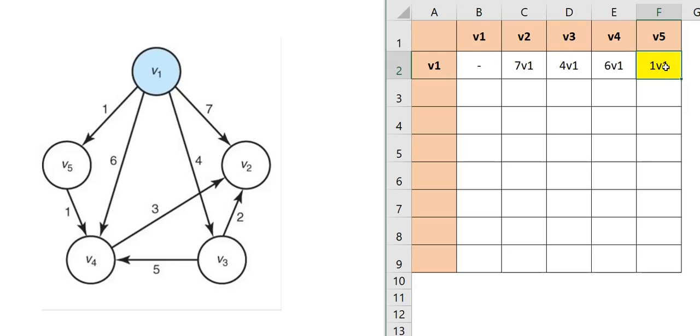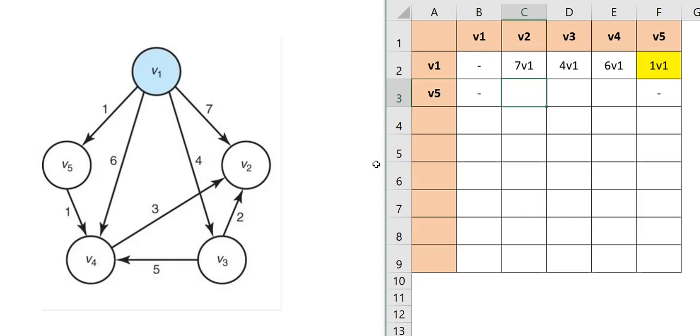This indicates that to reach V5, the shortest distance is coming from V1, as it is also clear from this graph. So now let's pick our next vertex, which is going to be V5, because that is giving us the shortest distance so far. Next, V5 to V1 is dash, and V5 to V5 is also dash, because these are known solutions.